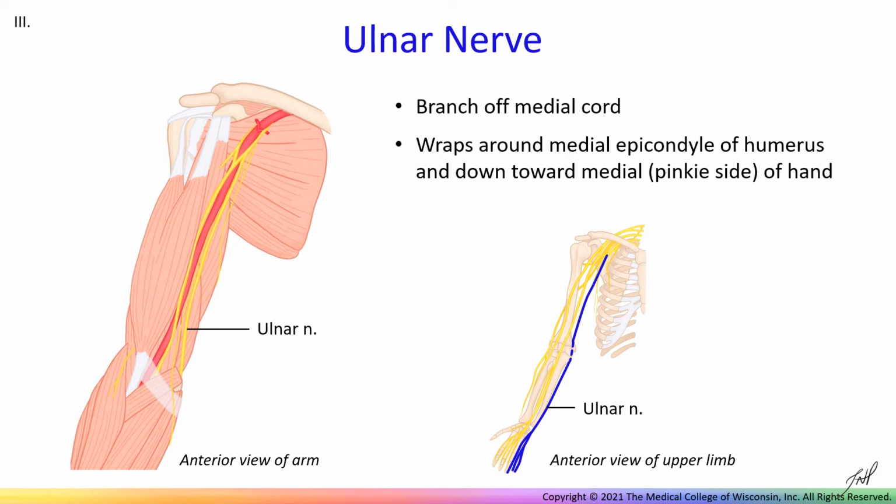Next is the ulnar nerve, which comes off the medial cord and then wraps posterior to the medial epicondyle of the humerus and passes into the forearm, where it innervates some of the forearm flexors and muscles of the hand that aren't taken care of by the median nerve.